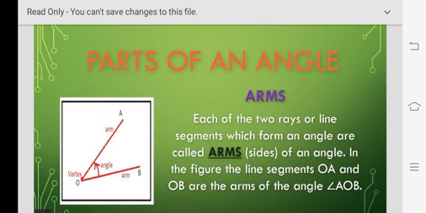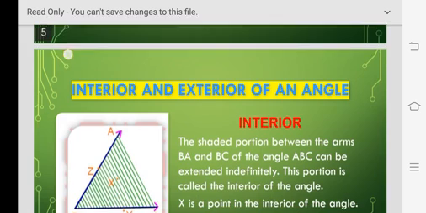Arms. Each of the two rays or line segments that form an angle are called arms or sides of an angle. In the figure you can see line segments OA and OB are the arms of the angle AOB.